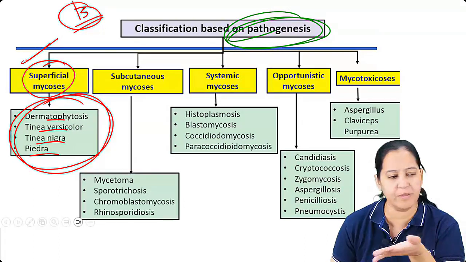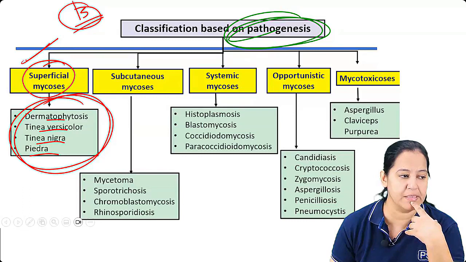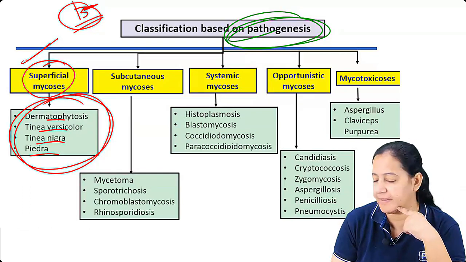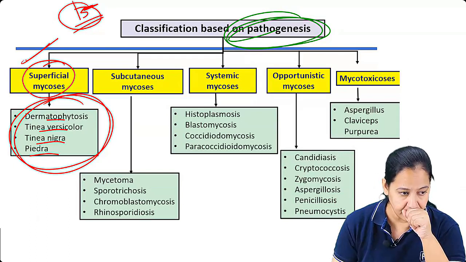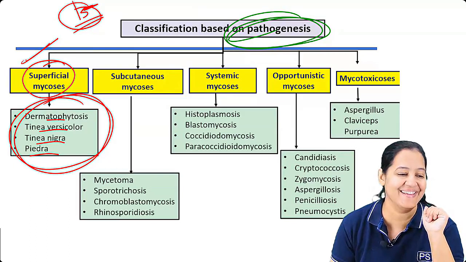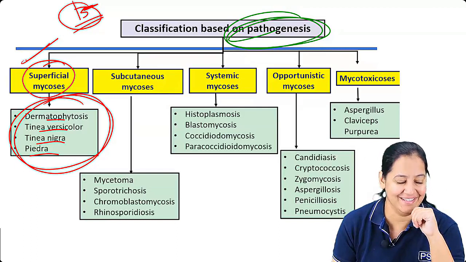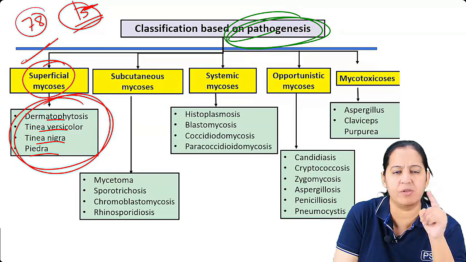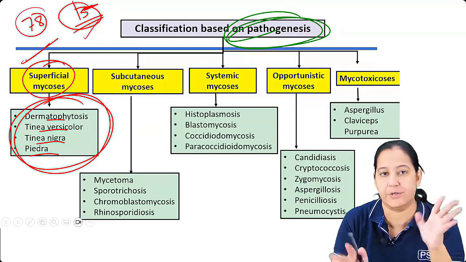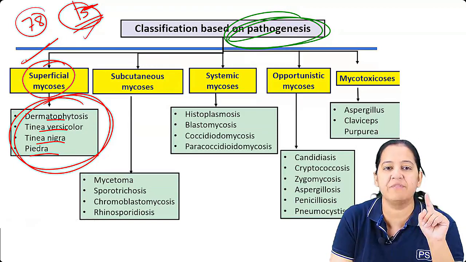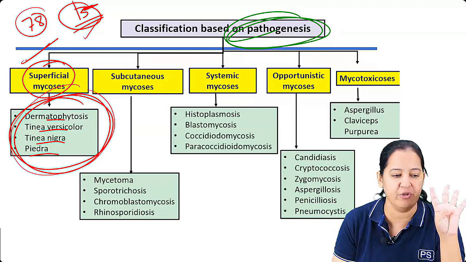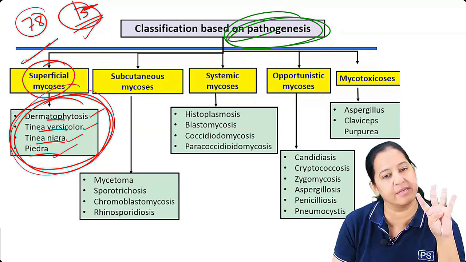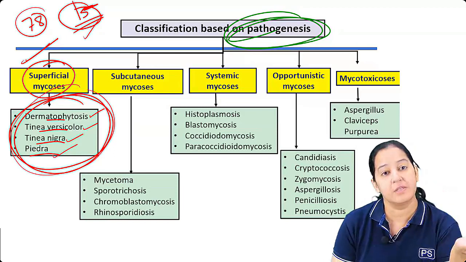If you want to open the main notes, what is the page number? The chart has it on page 15. In the main notes, where does fungus start? Can anyone tell me? Nobody has opened it yet. From where are we starting? Page number 78. So if you want, open the main notes, but my advice is that the charts are sufficient. It's your choice, your call. On page 15, all four are given: Dermatophytosis, Tinea versicolor, Tinea nigra and Piedra. So this is the superficial.